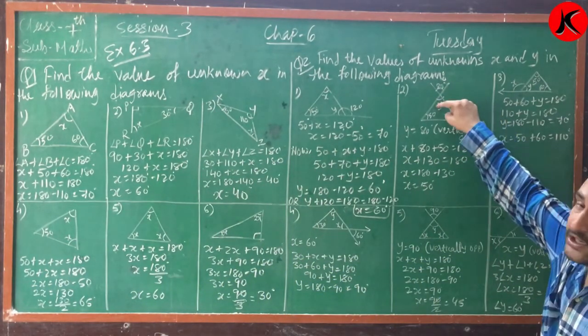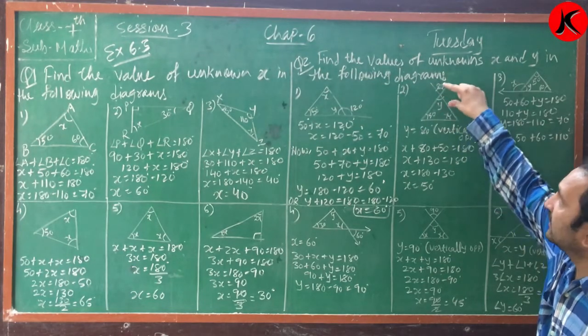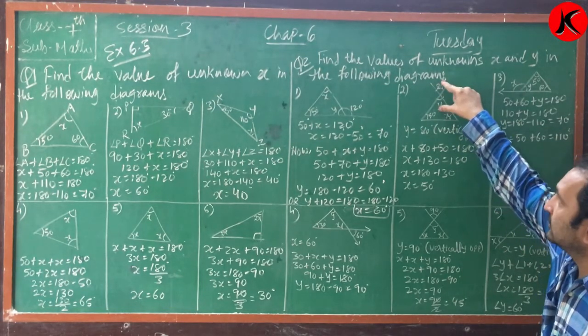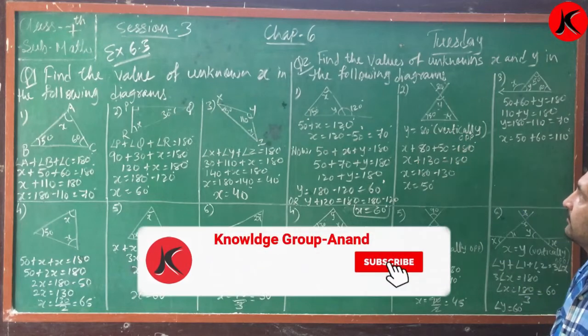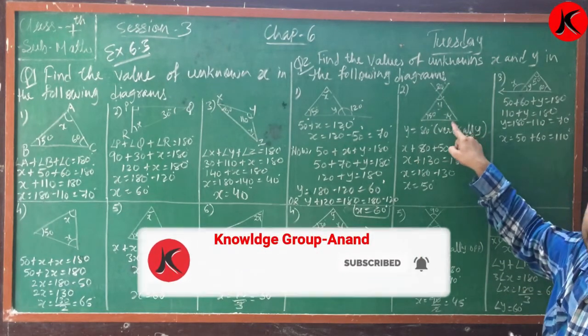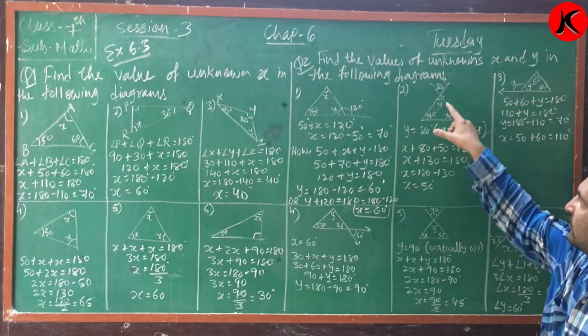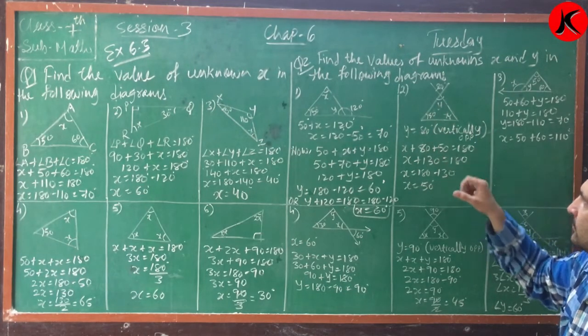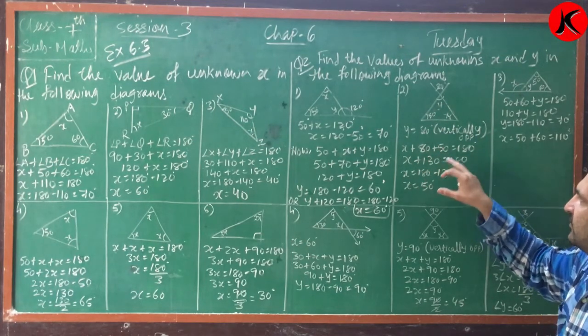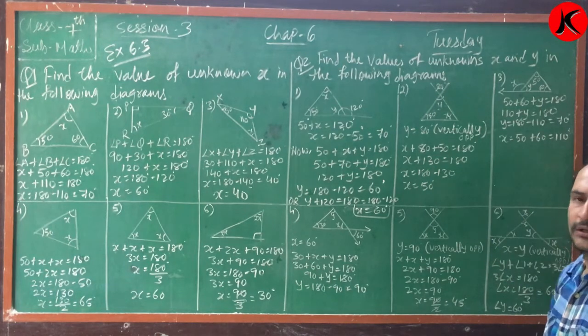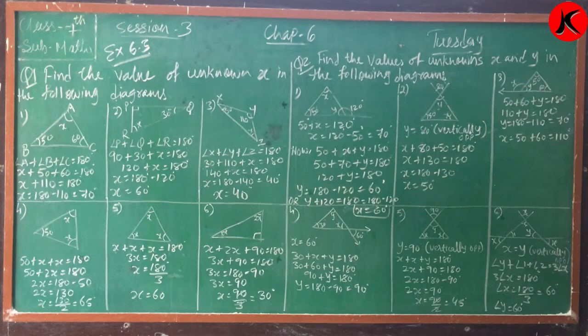You can see this is a vertically opposite angle. Vertically opposite there, this is 80. Y should also be 80, vertically opposite angle. So x plus y plus 50, okay, y is 80. 80 plus 50 is 130. Straight line, 180 minus 130 is 50 degrees.